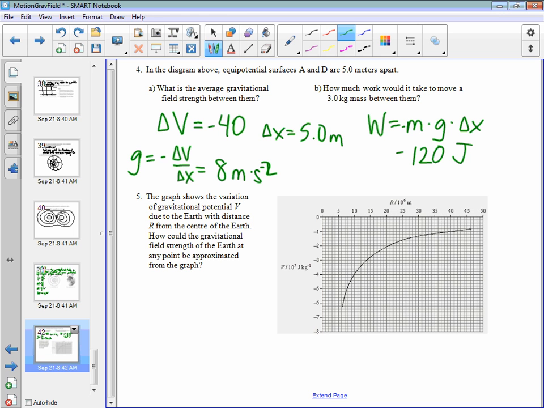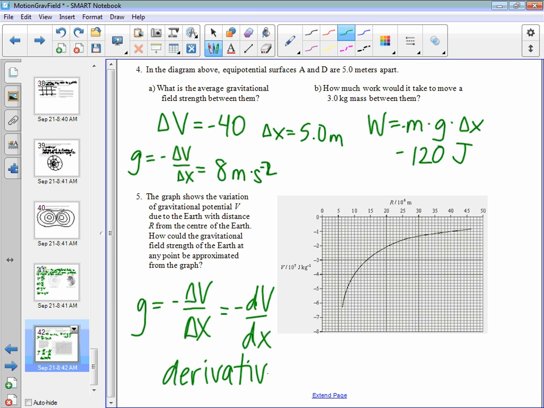That's it. The graph shows the variation of gravitational potential V due to the Earth with distance r from the center of the Earth. How could the gravitational field strength of the Earth at any point be approximated from the graph? Take a minute, think about it. Gravitational field strength, we want it from this. What did I say before? I said it's negative delta V over delta X. And this is calculus. If you've seen this before, yay. If not, don't worry about it.